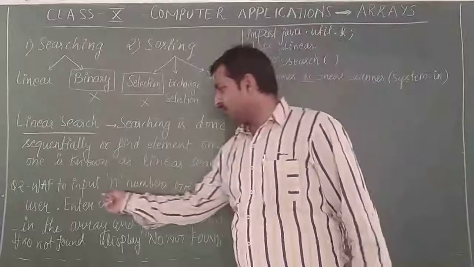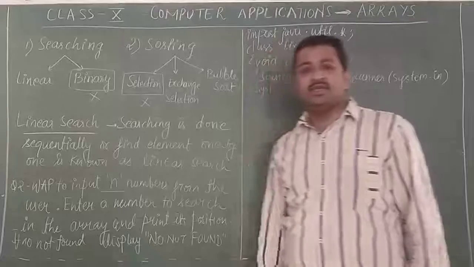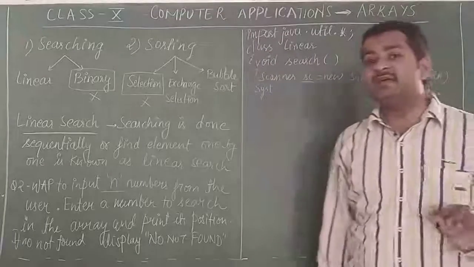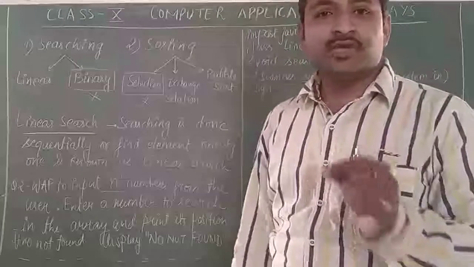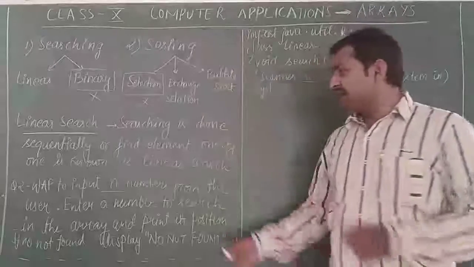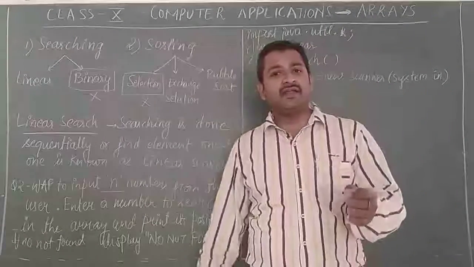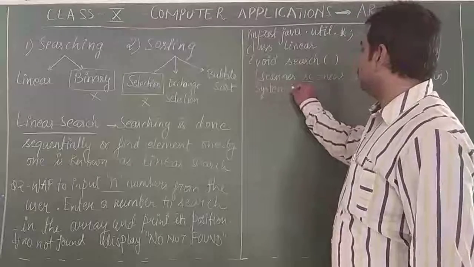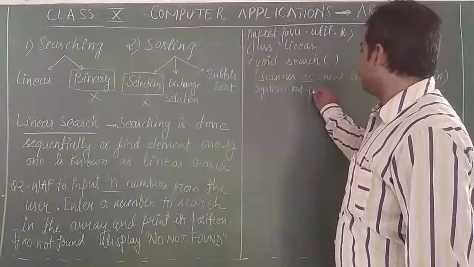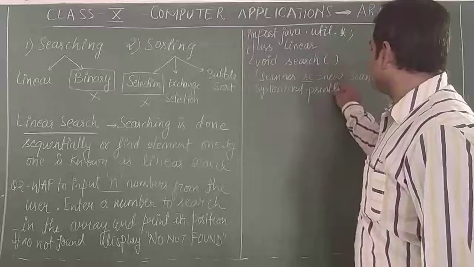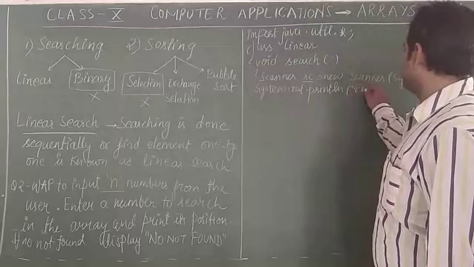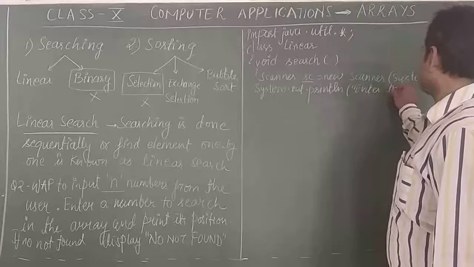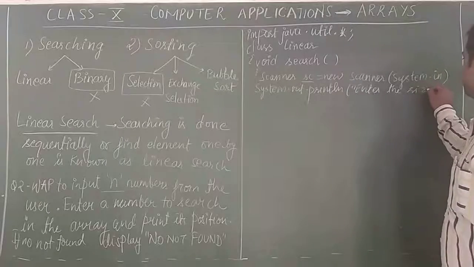Now first of all, you have to take the input from the user, the size, because it is being written over here that you have to input n numbers. So here first of all, you have to take the value of n from the user, right? Then after taking the input, you will declare an array of that size. So I am writing a message: System.out.println("Enter the size").